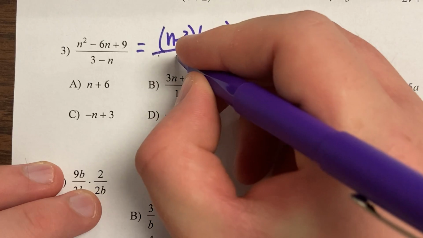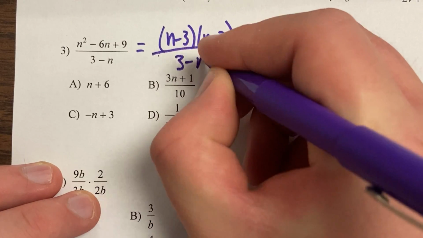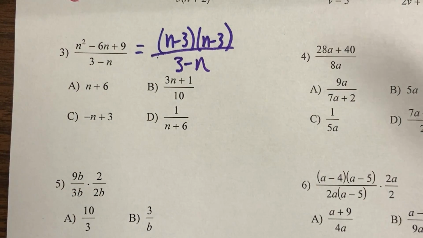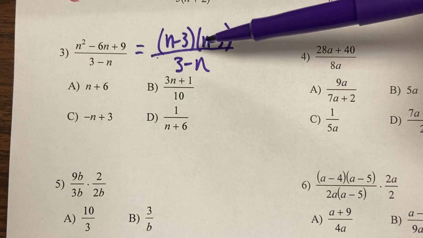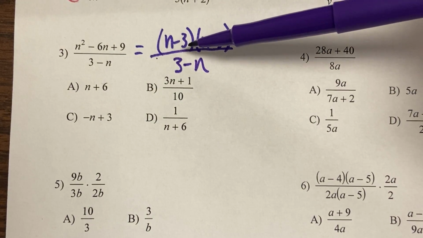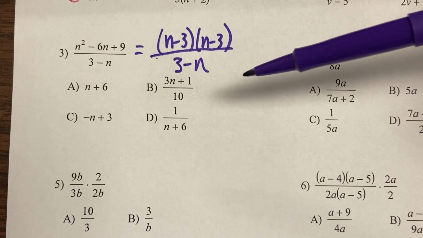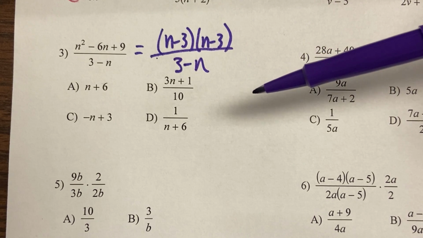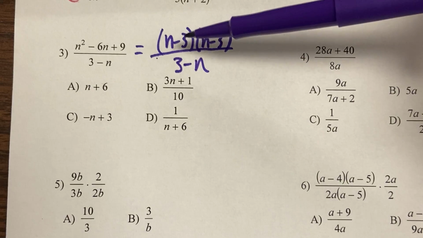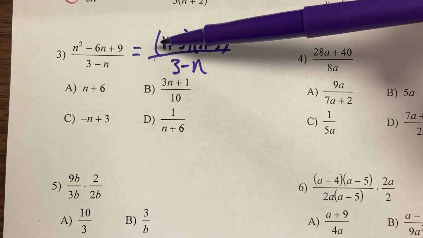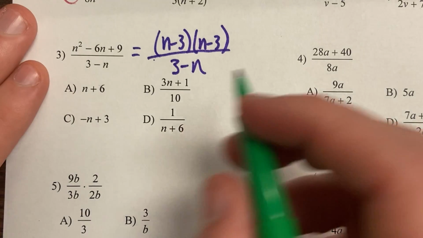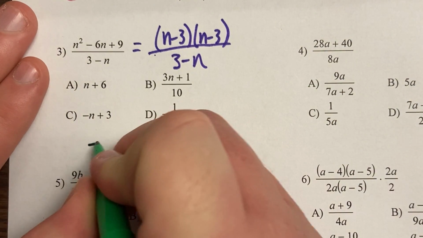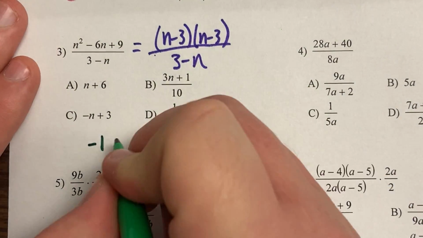Now the bottom, this actually presents a pretty interesting case. Notice how it's not exactly what we have in one of these parentheses. This is an n minus 3. This is a 3 minus n. And when this happens, the signs are flipped: -3, +3, positive n, negative n. When this happens, what we can do is factor out a -1.